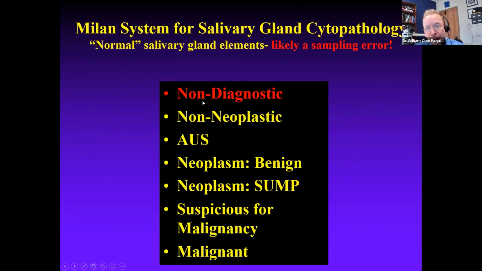Now, if you really don't like using non-diagnostic for that kind of aspirate, you could maybe leave off the header or say that it's negative. But very importantly, you need to put a note on your case that this finding of benign non-neoplastic salivary gland tissue does not explain the presence of a palpable or radiologically detected mass, and they need to do further evaluation and better sampling.